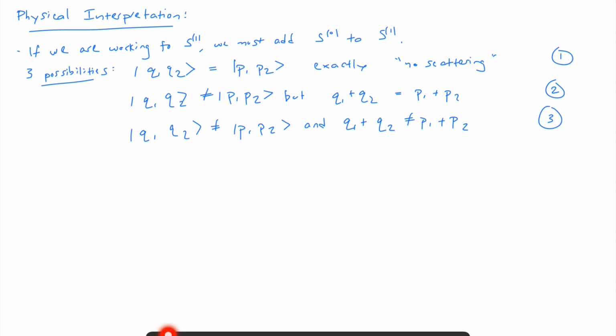That's possibility 1. The second possibility is that my output is not equal to my input, but I still do have total momentum and energy conservation: Q1 plus Q2 equals P1 plus P2, but the individual momenta might not be exactly equal. And the third thing is that they're not equal, and there is no momentum conservation, so the final output state is different in terms of total energy momentum than the initial input state.